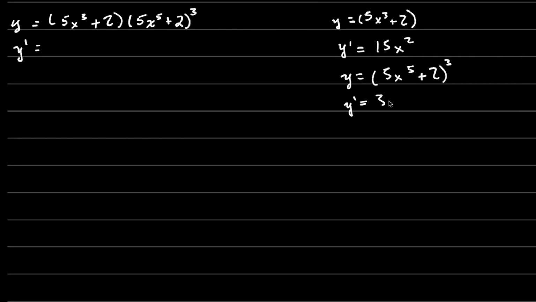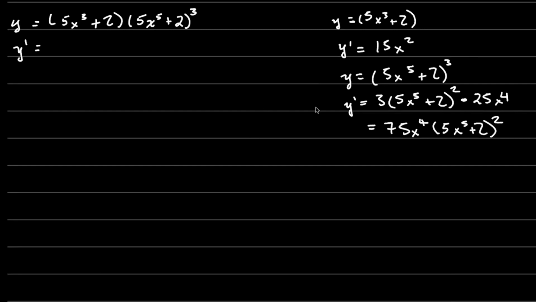So y prime is 3, and then 5x to the 5th plus 2 squared, and then times, take the derivative. So that's the derivative of the outside, but then take the derivative of the inside, which would be 25x to the 4th. So you put it all together, you end up with 75x to the 4th, and then 5x to the 5th plus 2 squared.